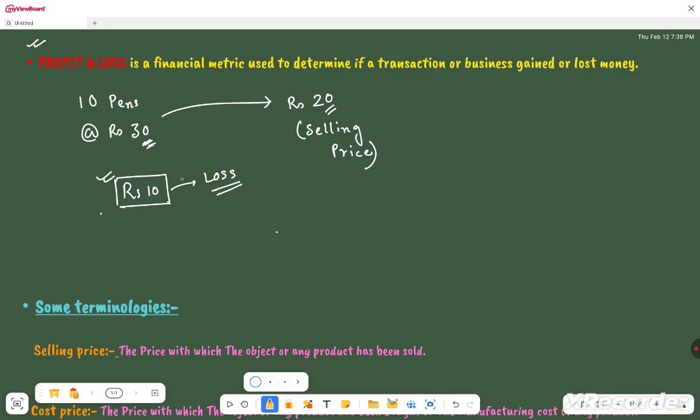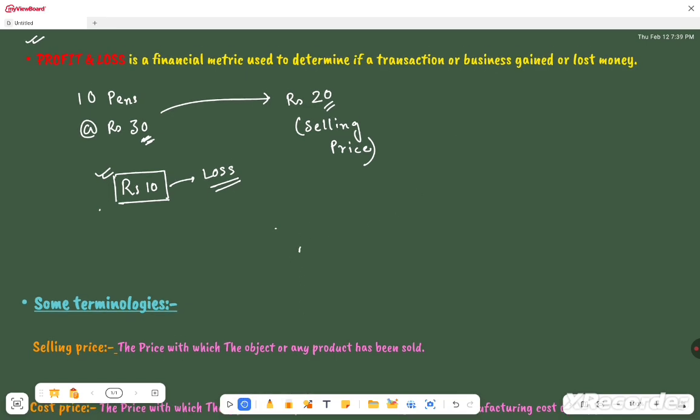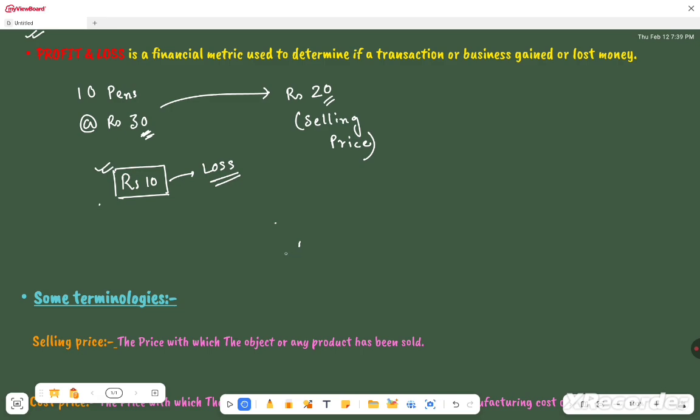Okay, so this is the actual concept of profit and loss, and after understanding this concept, this line will become clear to you. Profit and loss is a financial metric used to determine if a transaction or business gained or lost money. This is the transaction or business that you have done, and you have to find out whether you are making a profit or a loss.